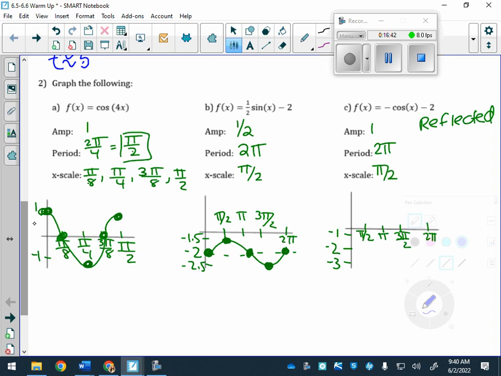Now this graph, where am I starting? -1, -2, -3. Where? -3. Here's your midline. Cosine normally starts at the maximum value, which is -1. But since there's a reflection, you're at -3.